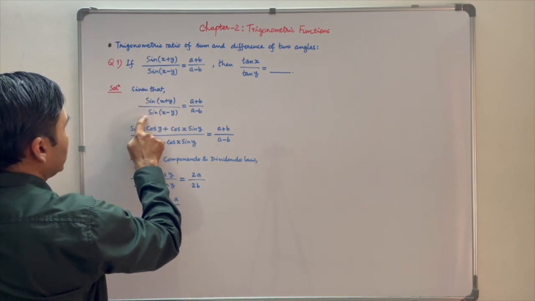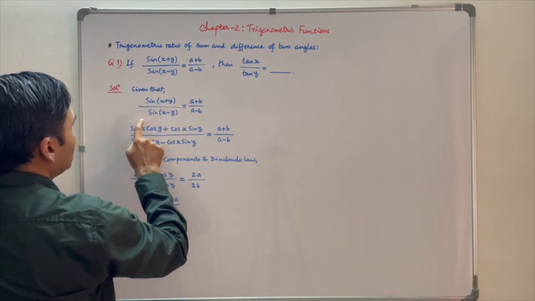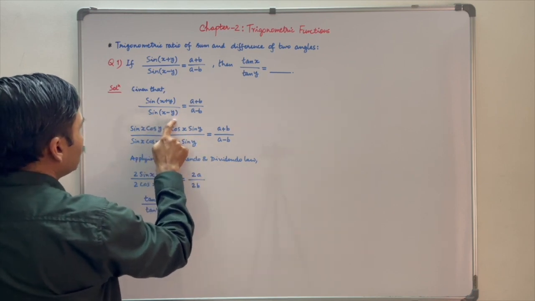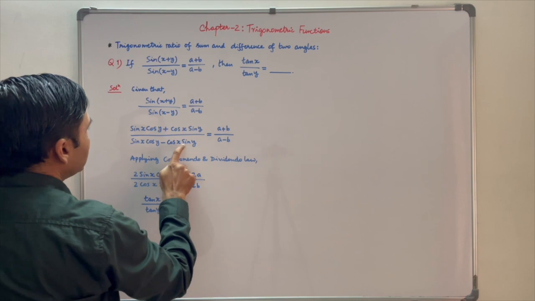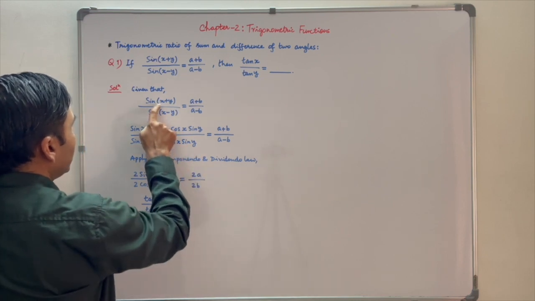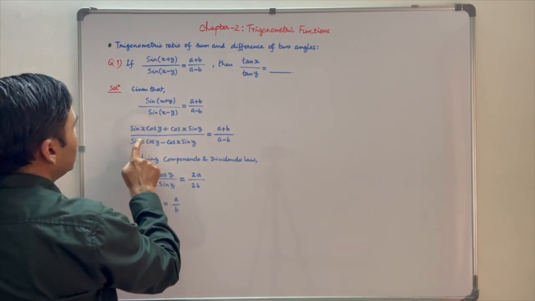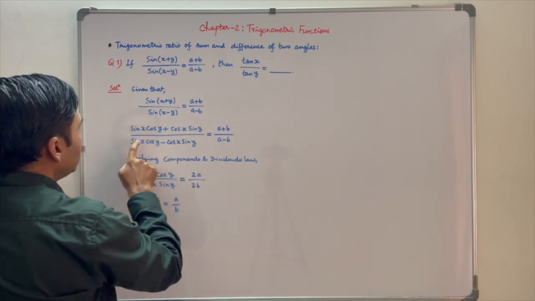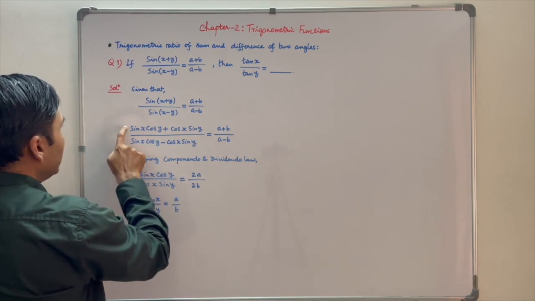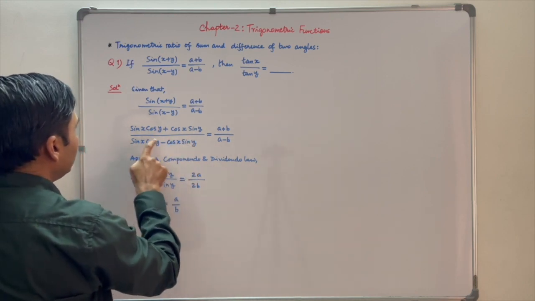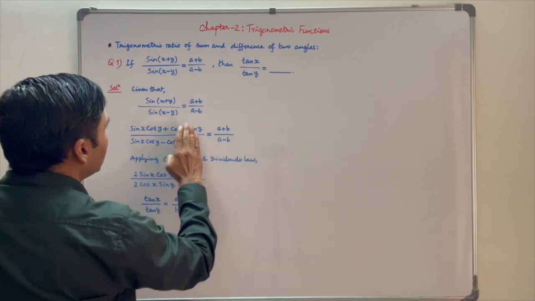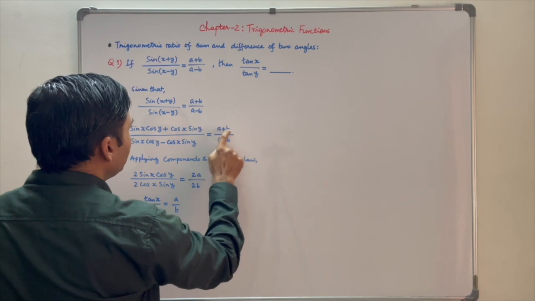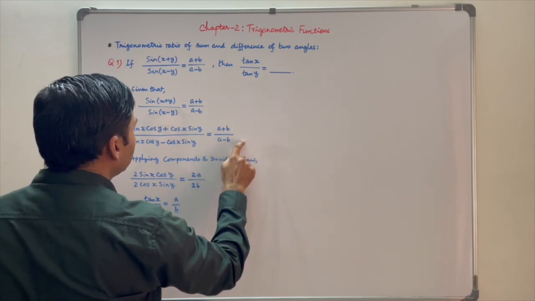First, we need to expand them. Sin A plus B is equal to sin A cos B plus cos A sin B, and sin A minus B is equal to sin A cos B minus cos A sin B. Here A is equal to x and B is equal to y. Now you can apply componendo and dividendo law. So numerator plus denominator will come in numerator and numerator minus denominator will come in denominator. Similarly, on the other side, numerator plus denominator will come in numerator and numerator minus denominator will come in denominator.